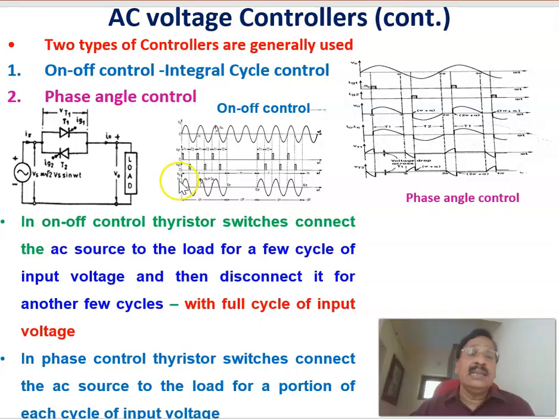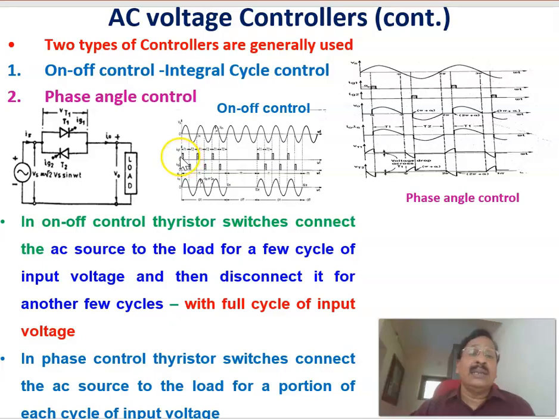Therefore, this is the output voltage. In this case, for three cycles the load is connected to the source, so the load voltage is the same as the source voltage. For the remaining two cycles the load is disconnected from the source, so the output voltage is equal to 0. Then that is repeated. This is the output voltage and this is the input voltage, and these are the gating signals. The gating signal to T1 is the top one, and the gating signal to T2 is the bottom one.